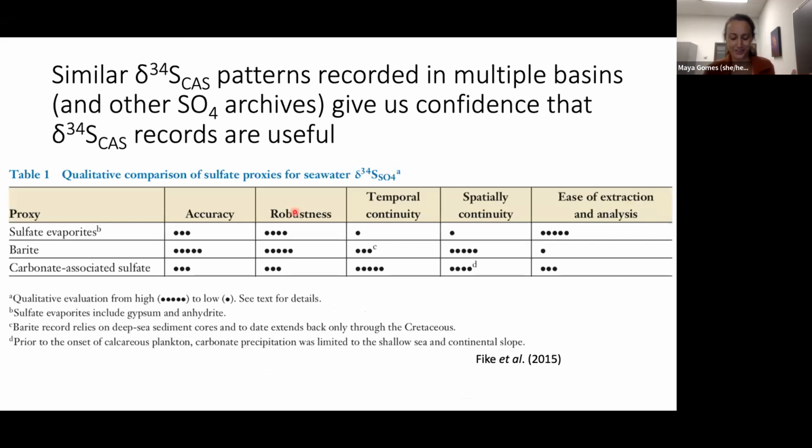And so I'm giving you a lot of information about the pitfalls and how things can go wrong, but I don't want you to say sulfur isotopes aren't useful. These records are still very useful. And carbonate-associated sulfate is just one geological archive of information about sulfur isotope composition of marine sulfate. We can also use marine barite or sulfate evaporites, but they're often harder to extract or they're not that temporally continuous. So that's why carbonate-associated sulfate is measured so much. It's a lot easier to do, and we have a lot more of it.